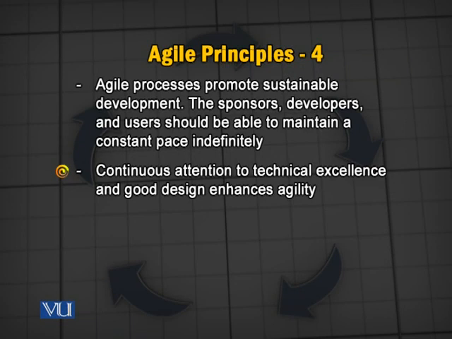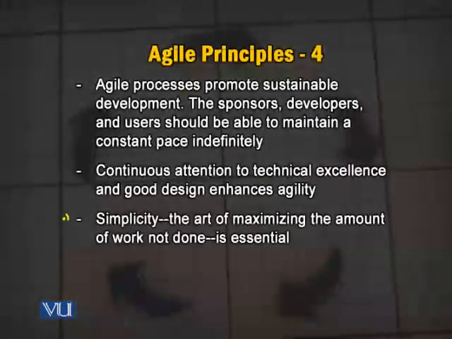The next principle is very similar to this, and that is continuous attention to technical excellence and good design enhances agility. However, it is also very important to not get bogged down into too much detail and worry about too much designing, and that has to be avoided. But continuous attention to technical excellence is very important part of agile software development. The next principle is simplicity.